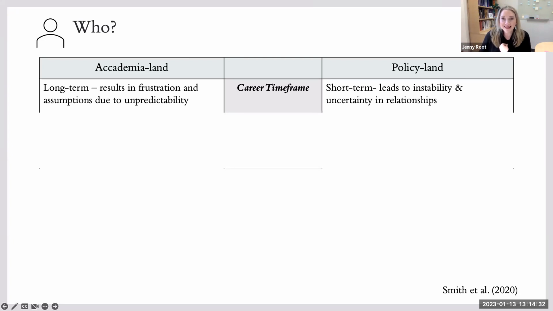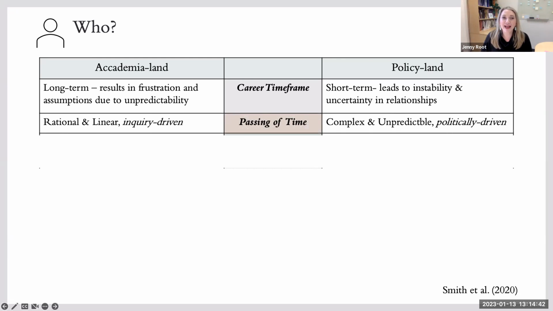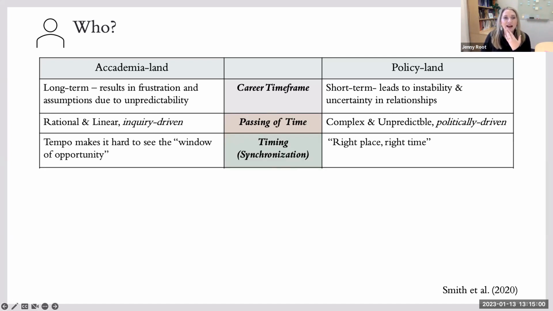But what that can feel like as an academic is like, I made this relationship and now there's somebody new, and now there's somebody new in the staffing of it, not to mention our representatives. Also the passing of time. So as academics, we are trained to see things very linearly, right? And it's inquiry driven, versus in the policy space, it's complex, unpredictable, politically driven. And that's not a bad word. It's a fact, right? The timing is so fast paced in policy land because they only have so much time and there are so many things that need to be done.